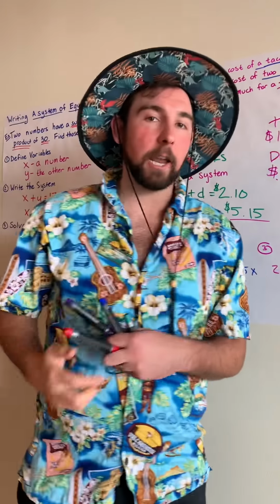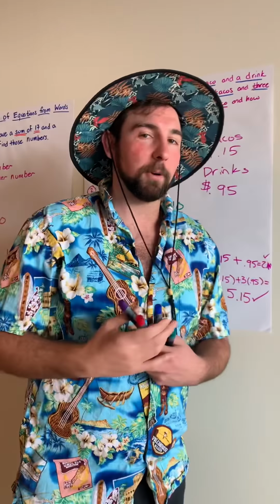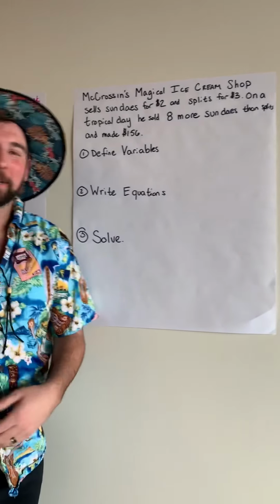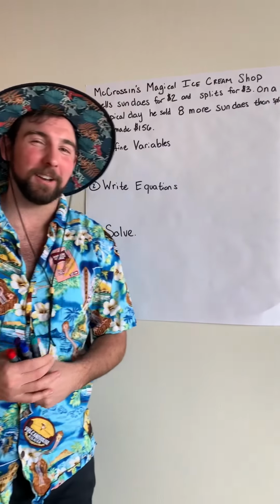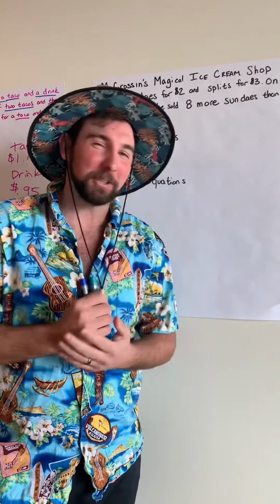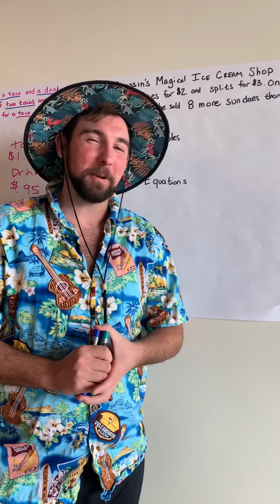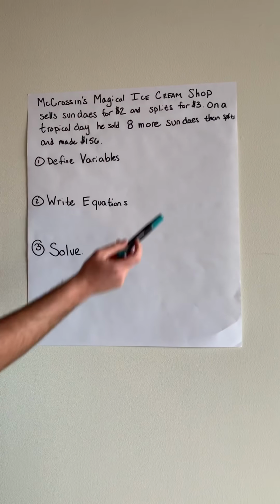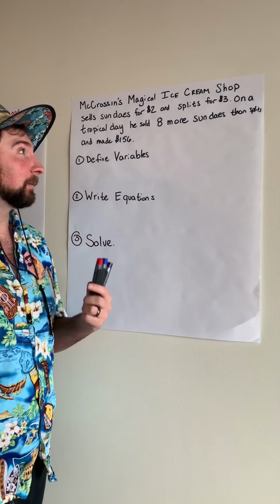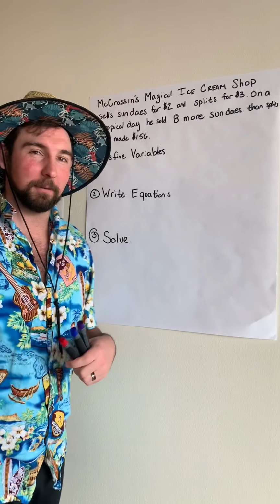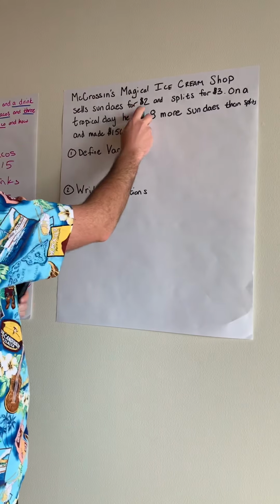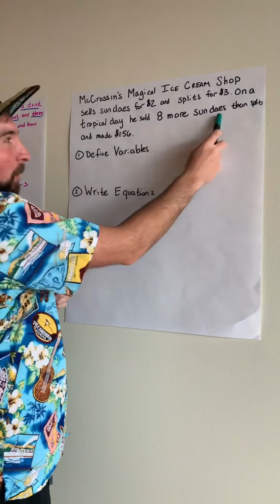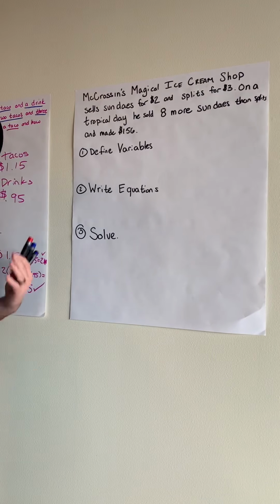It makes me so hungry I came up with this example over here. Since it's Tropical Tuesday, I decided I was gonna start McCrossin's Magical Ice Cream Shop. Because what's better than a little vacation, a little sun, and some magical ice cream? Make those good times just keep rolling and the bad times float away. So here we go. I have a magical ice cream shop where I sell sundaes and splits. What kind of splits? You name it, we split it. You know what I'm saying? So, sundaes are $2, splits are $3, and on a tropical day, I sold 8 more sundaes than splits, and I made a total of $156.